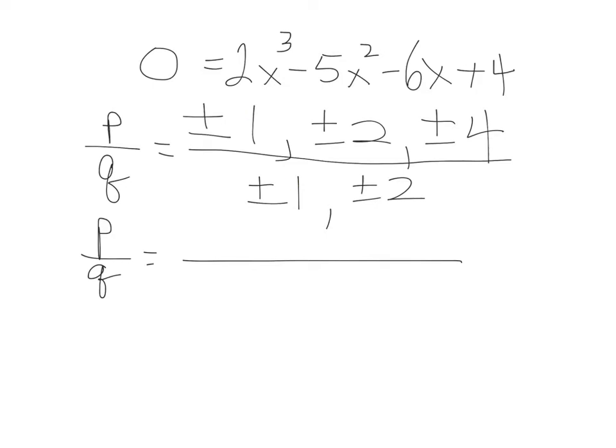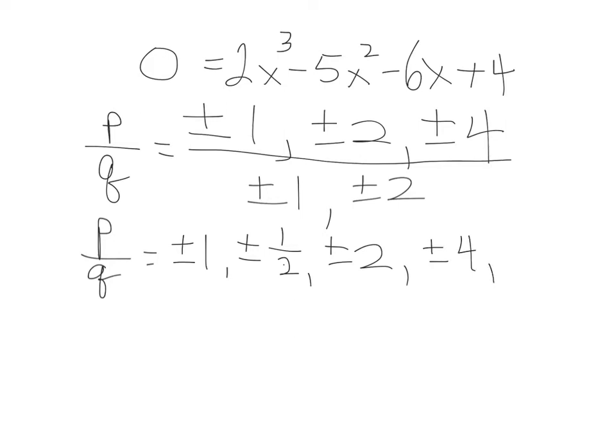1 over 1, 1 over 2, that would give us plus or minus 1. Oh, whoops, list it like this. Plus or minus 1, plus or minus a half. Then we move on to 2 over 1, 2 over 2. So 2 over 1 is 2, and then 2 over 2 is 1, which we already have, so we don't have to list it again. And then next we have 4 over 1 and 4 over 2, which would be plus or minus 4 and plus or minus 2.